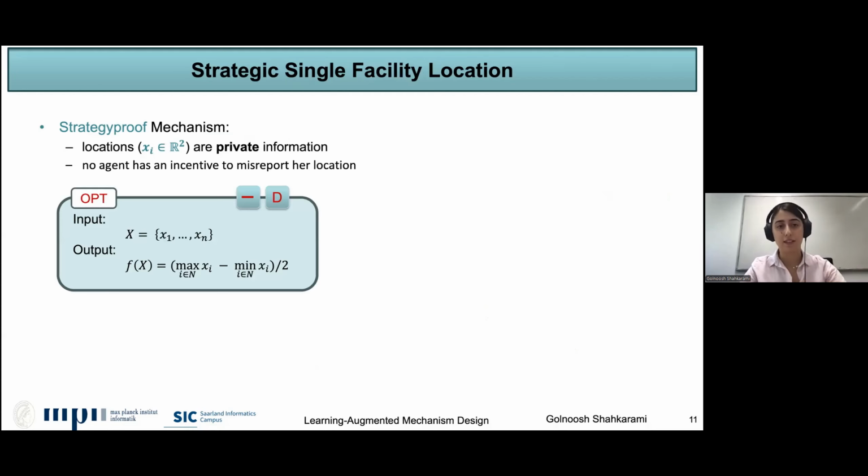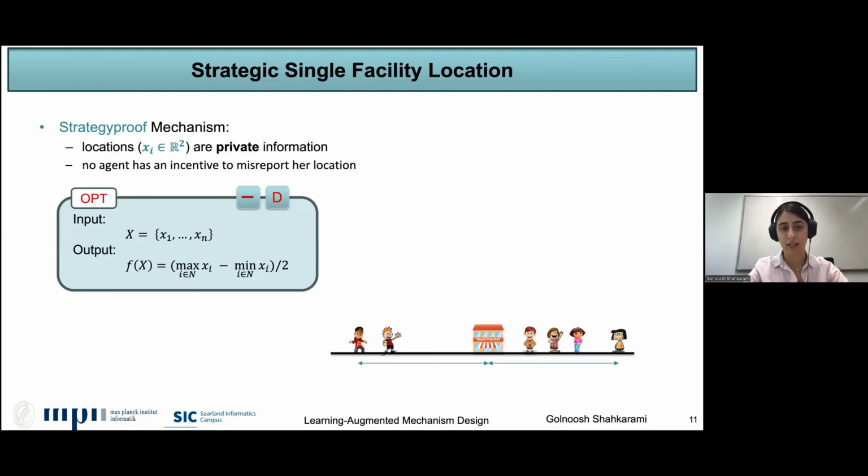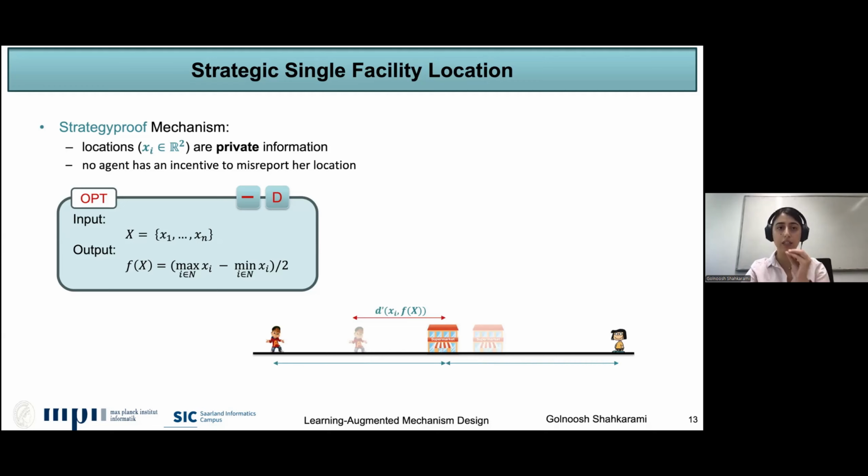Well, let's consider the optimal mechanism on the line again, in which we just put the facility in the middle of the two extreme agents. Since only the two extreme agents define this mechanism, we can ignore all the other agents. And now I want to show you that this mechanism is not strategy-proof. Well, for example, the leftmost agent can lie about his location to the left and bring this facility location, this supermarket, closer to him. Well, he could improve his cost, and therefore he has incentive to misreport. So this mechanism is not strategy-proof.